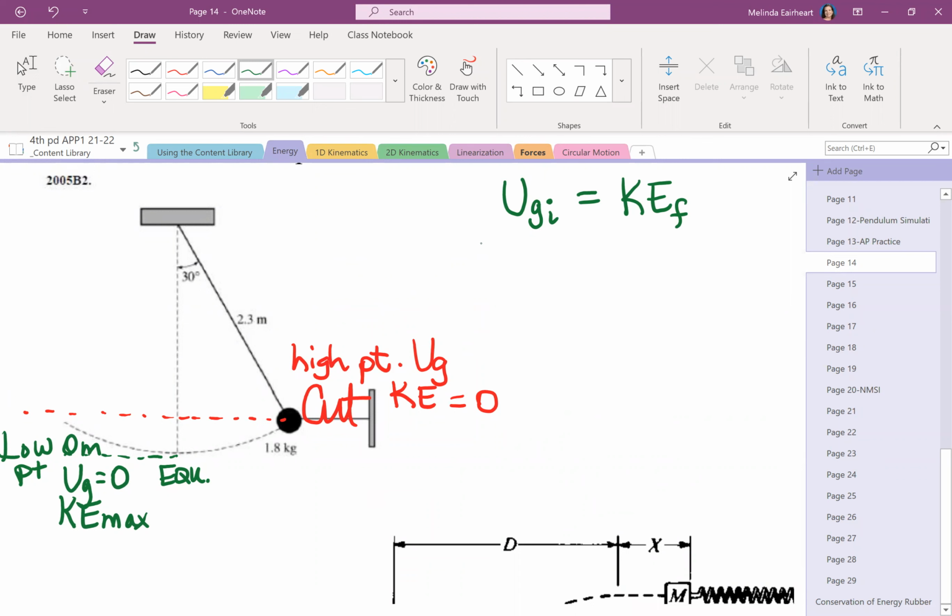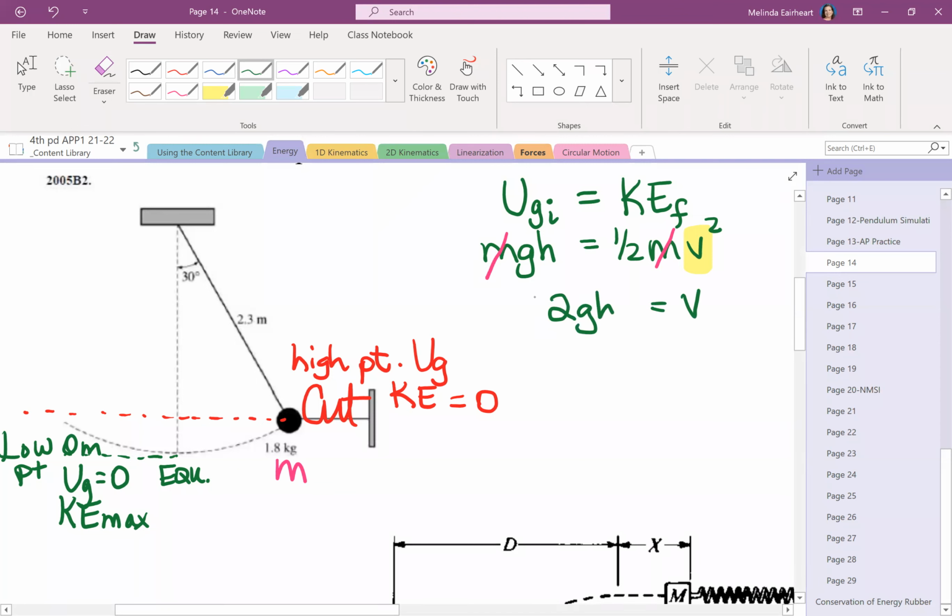And so mgh equals 1/2 mv squared. We will be solving for v. What do you notice happens? Mass cancels. Now they did give it to us. They said in the picture 1.8 kilograms, but it's not needed when you're solving for the speed here. And so to solve for v, multiply both sides by 2, take the square root. Simple enough, yes?